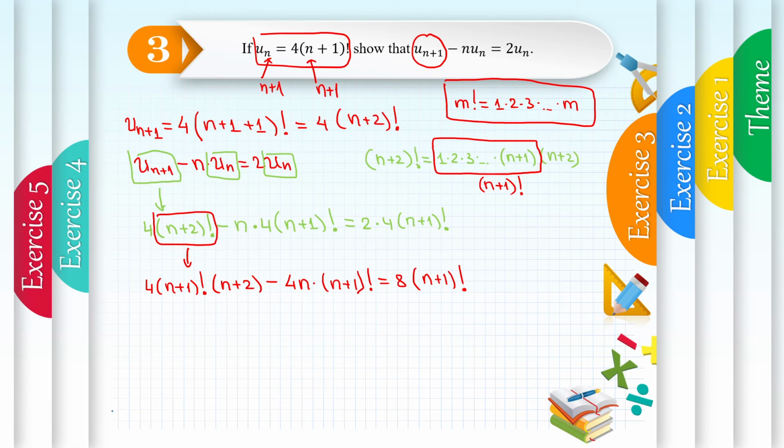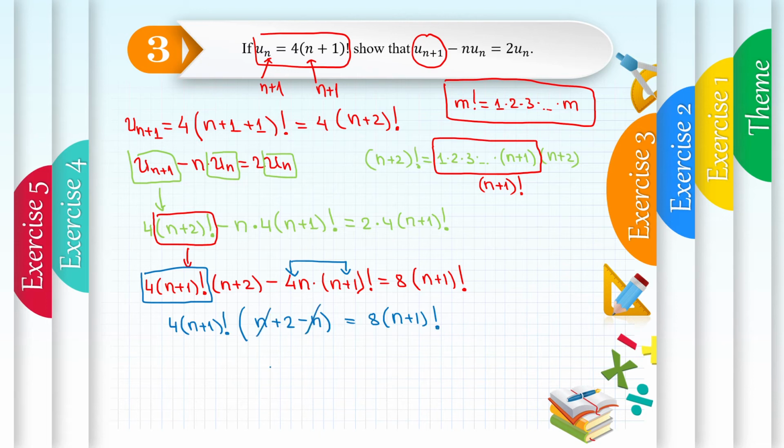from the left side, we can see that we can take some common factors. 4(n+1)!, and here we also have 4(n+1)!. So taking 4(n+1)! as a common factor, we get that it remains (n+2) minus n. And we have to show that this is 8(n+1)!.